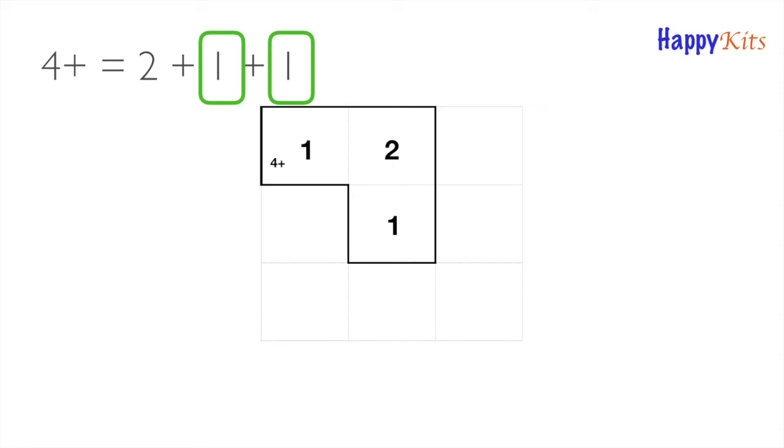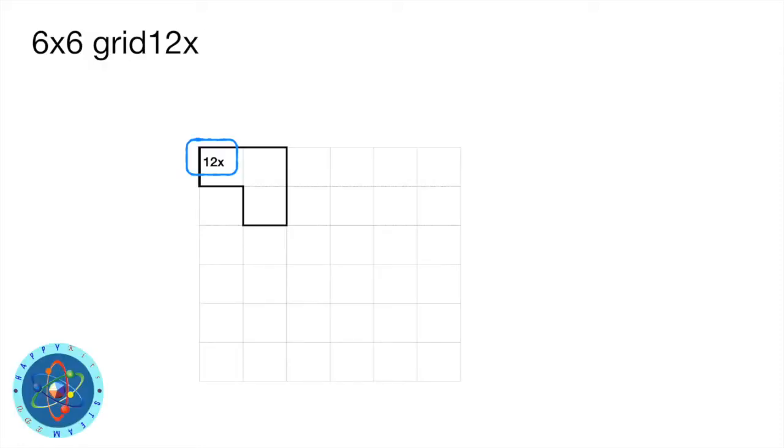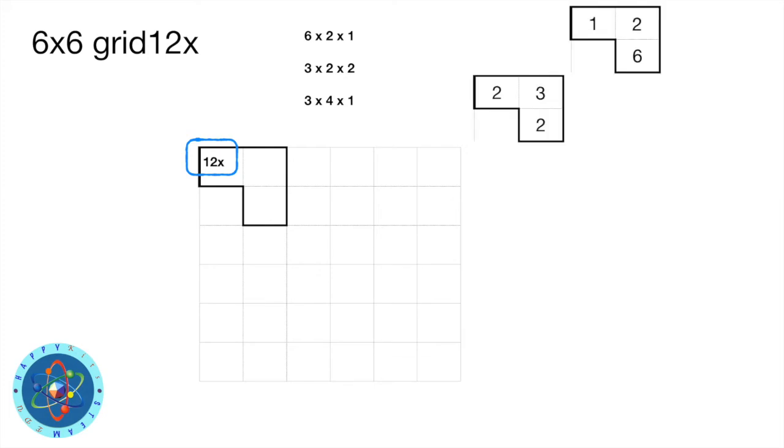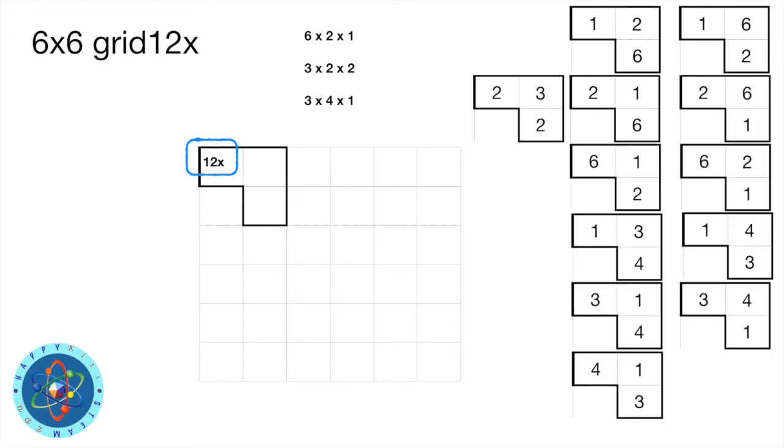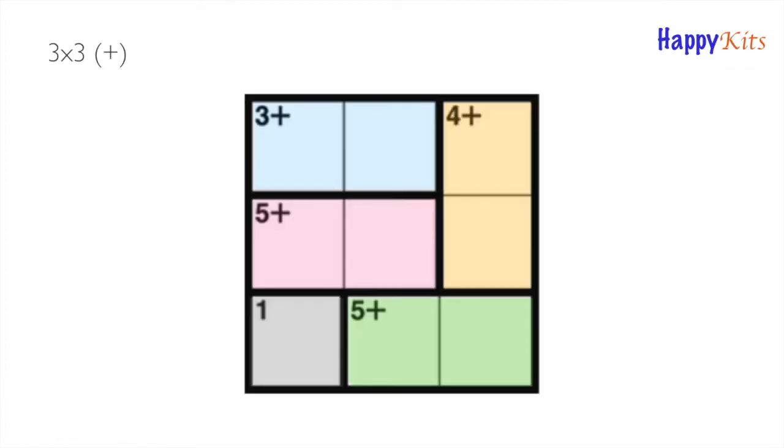Perhaps you may have doubt about how such a simple game can be so popular worldwide. Let us look at the 6x6 grid, 12 times. We have a total of 3 different solutions, of which the product is 12. Let us take a look at how many different combinations there can be. In total, there are 13 different combinations, which makes this game challenging.